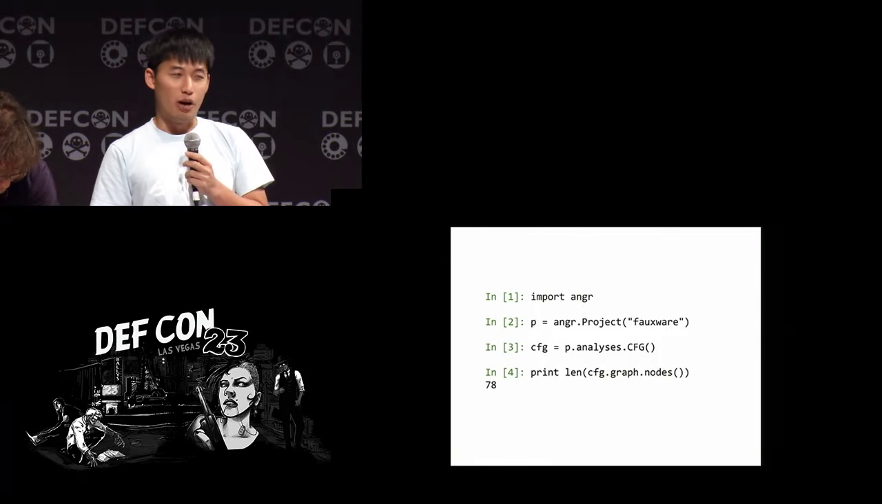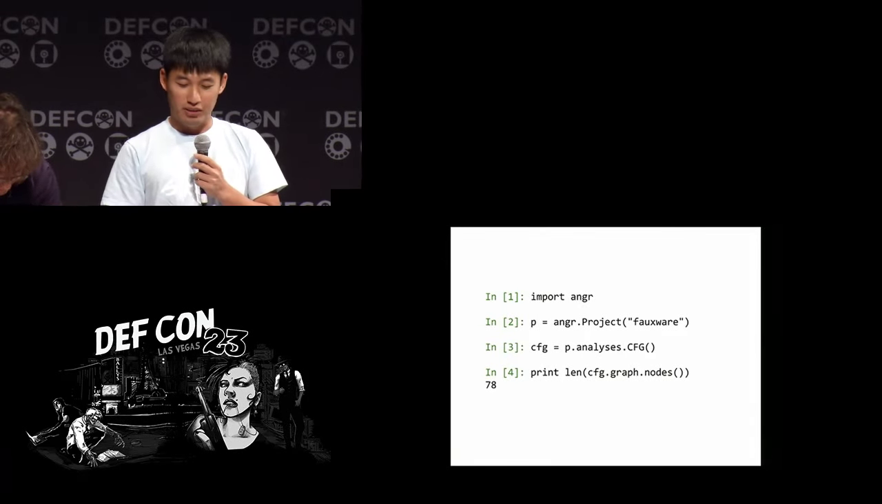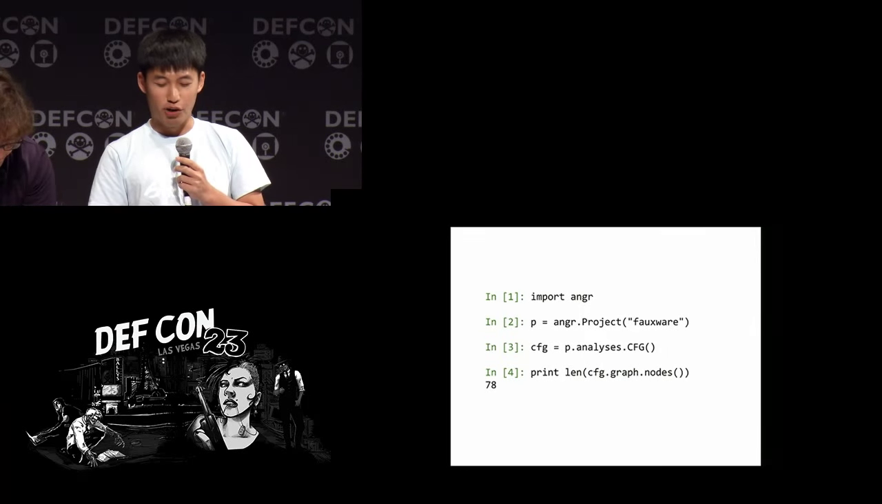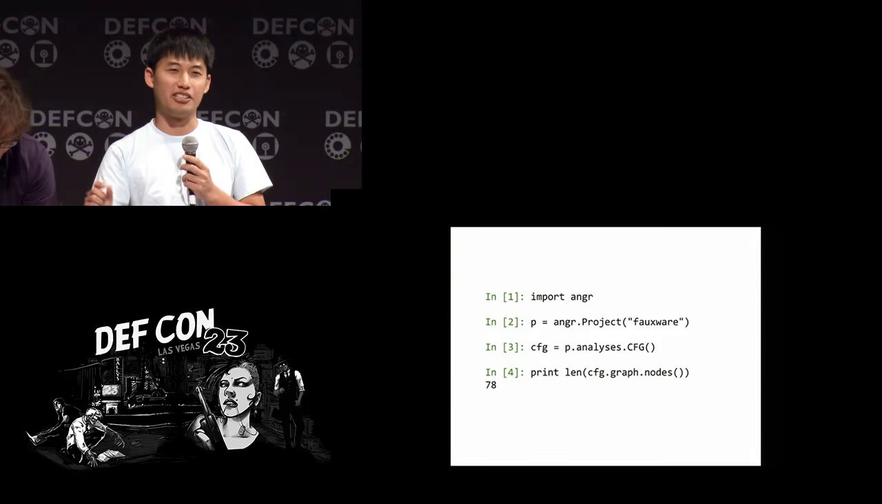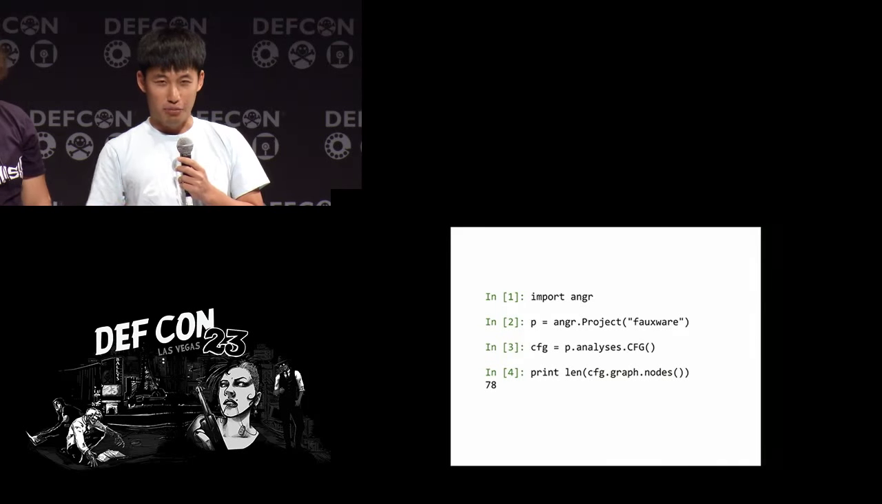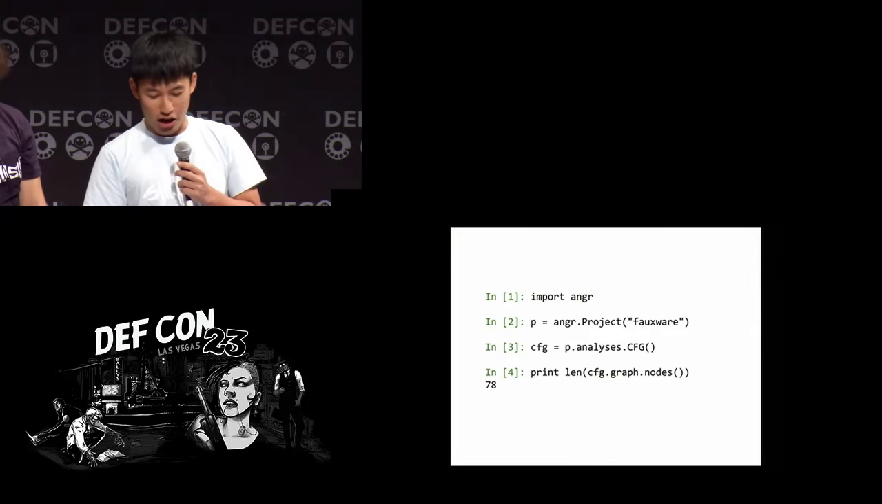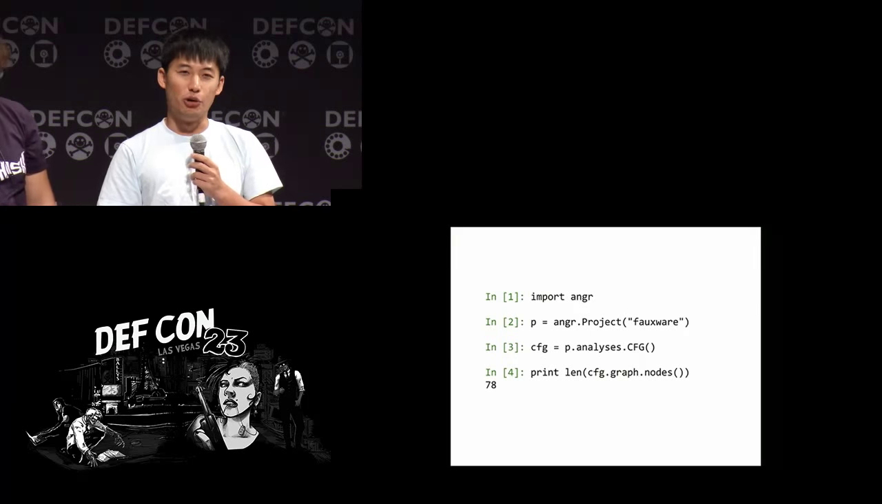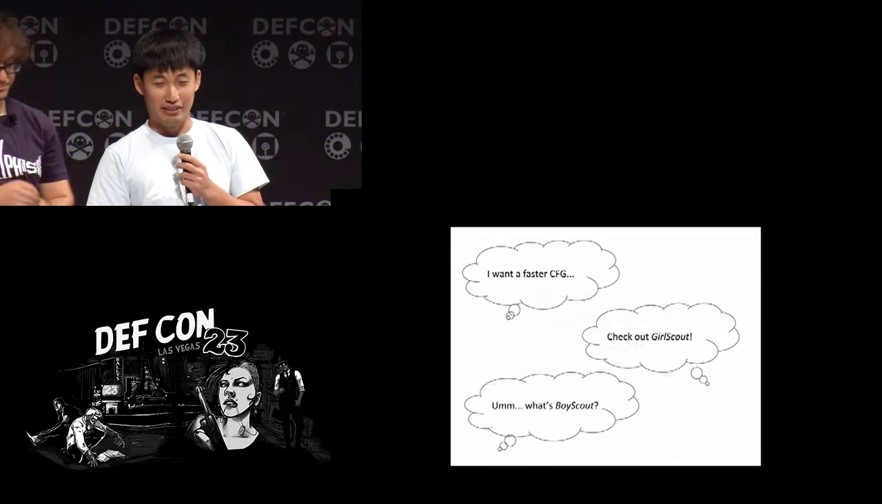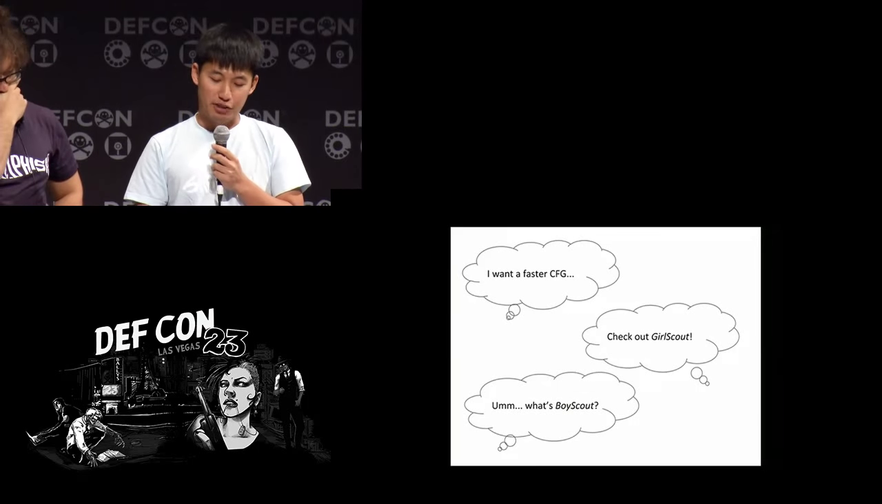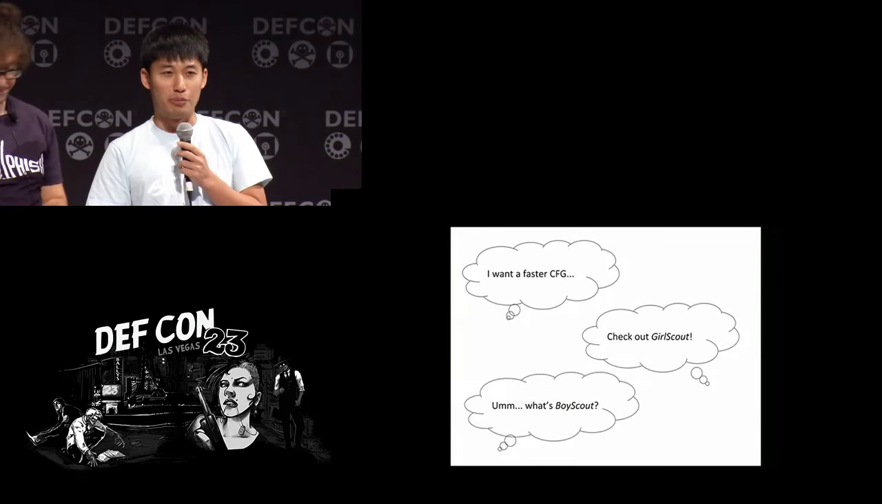This is how we create a CFG in angr. First line, import angr. Second line of Python, you create the project, the firmware, which is the binary name. Third line, you say cfg equals p.analyses.CFG. Press enter, and then it will give you a CFG. We want to see how many nodes there are, how many basic blocks there are. There are 78.